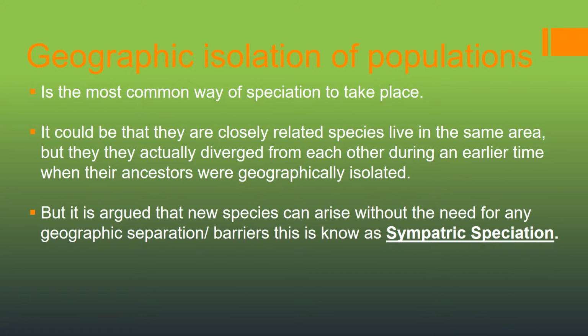Now we move on to geographic isolation of populations. We know that this is the most common way of speciation to take place. Closely related species that live in the same area could have actually diverged from each other in an earlier time when their ancestors were geographically isolated. But it is argued that new species can arise without a need for any geographic separation or barriers. This is what's known as sympatric speciation.